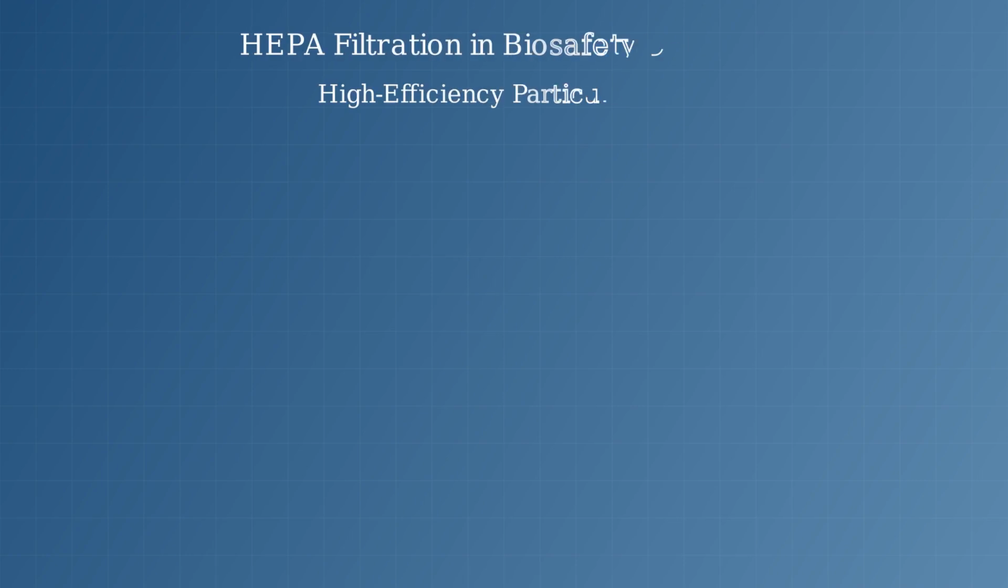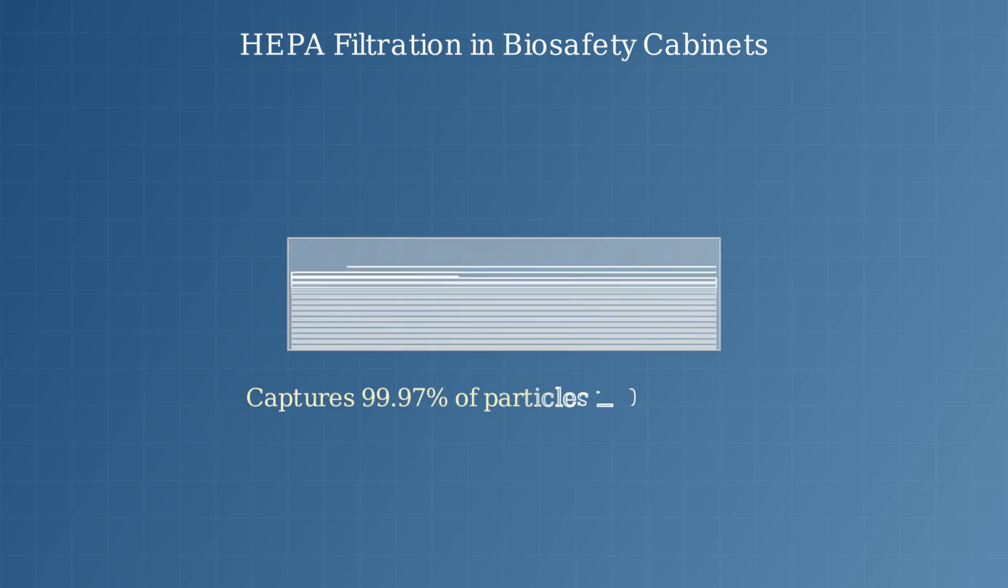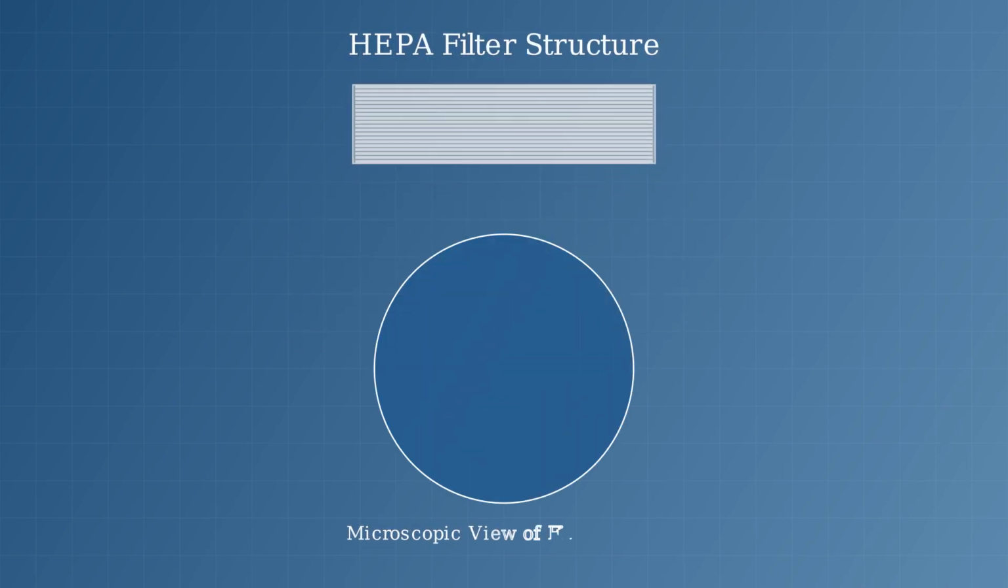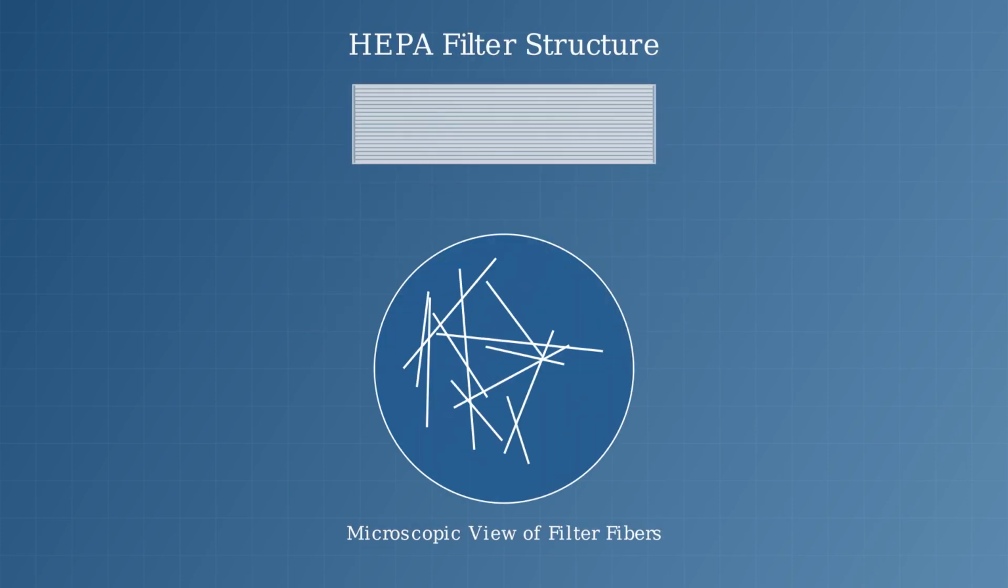HEPA, or high-efficiency particulate air filters, are a critical component in all biosafety cabinets. HEPA filters capture 99.97% of particles that are 0.3 microns or larger in size, making them essential for laboratory safety. HEPA filters consist of a dense mat of randomly arranged fiberglass fibers. These interwoven fibers create a complex maze that particles must navigate through.